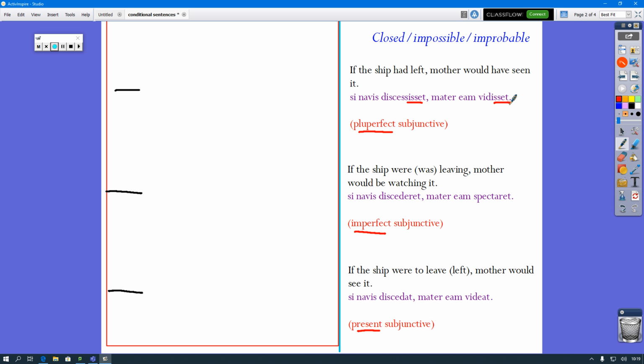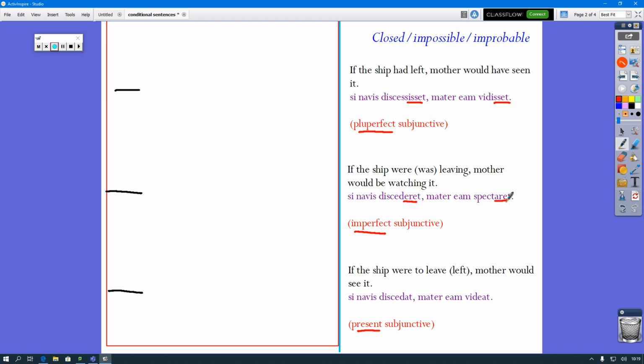If we look at the present version of this, we get if the ship was leaving, mother would be watching it. And now we're using imperfect subjunctives. You can see it has the infinitive inside it. If the ship was leaving, mother would be watching it. More technically, if the ship were leaving, which is an English subjunctive. If the ship were leaving, mother would be watching it.